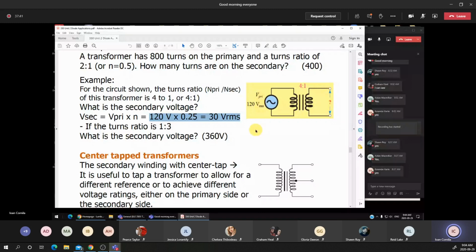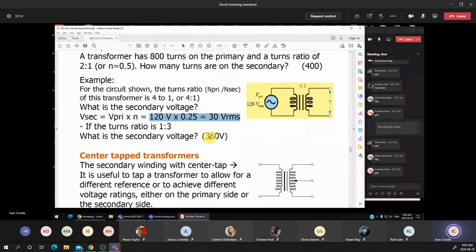Suppose that I'm using a different transformer that has a ratio of 1:3. What is the secondary voltage? You notice that it's 1:3, which means that for a single turn in the primary winding, I'm having 3 turns on the secondary winding. That's a step-up transformer, which makes the secondary voltage 3 times higher than 120 volts, which means 360 volts.